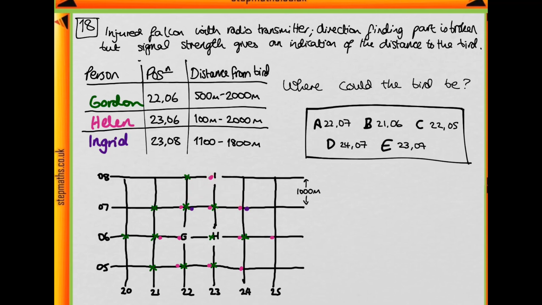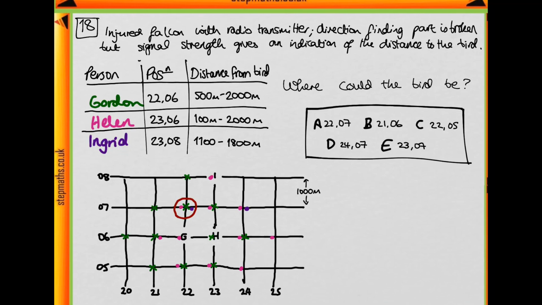Now, we know that the bird must be at a point where all of this data is true for each person, so the only point which satisfies everything is the point with the three different colours on, so where it's within Gordon's, Helen's and Ingrid's range. So we find that this is the point here, and so we get our answer of 2207, which is A.